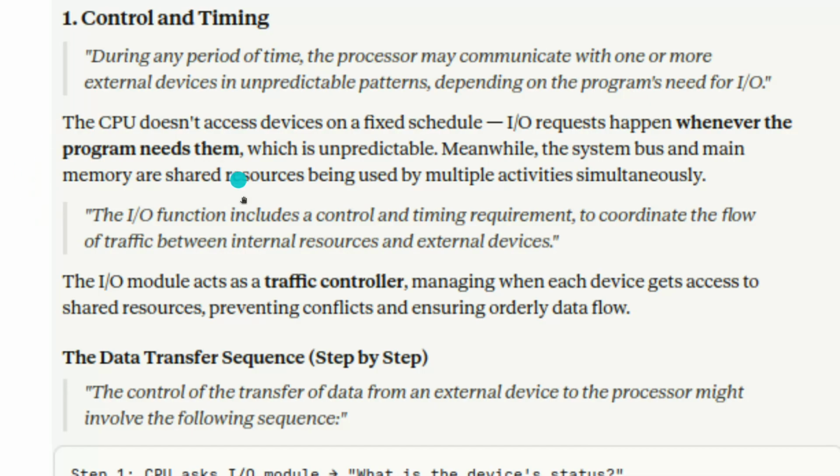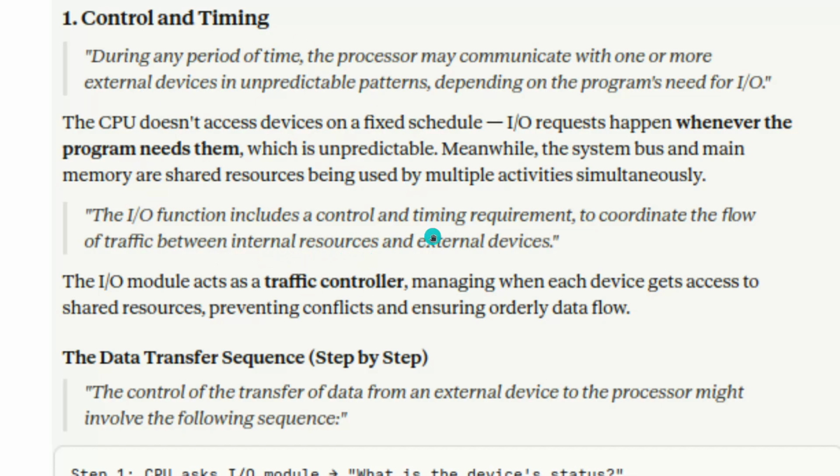So the IO function includes a control and timing requirement. A control and timing requirement is needed for what? To coordinate the traffic between the internal resources and the external devices, right? So there is traffic, so a traffic controller is needed. So the IO module can act as a traffic controller, because we are talking about the function of the IO module.